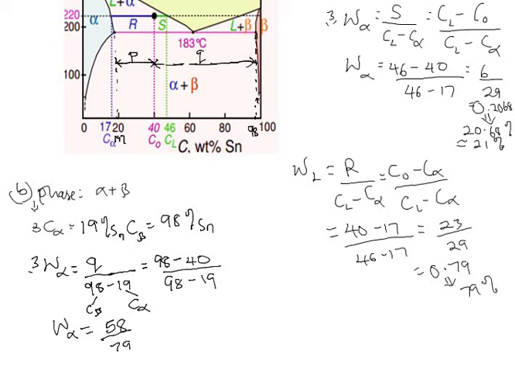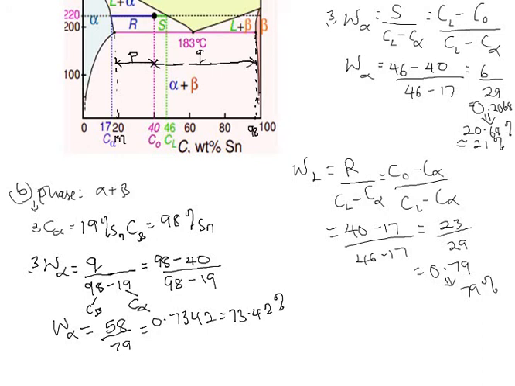So we are left with our W alpha equal to 58 divided by 79. And this will give us 0.7342, which is equal to 73.42%. We can round down if you want to.